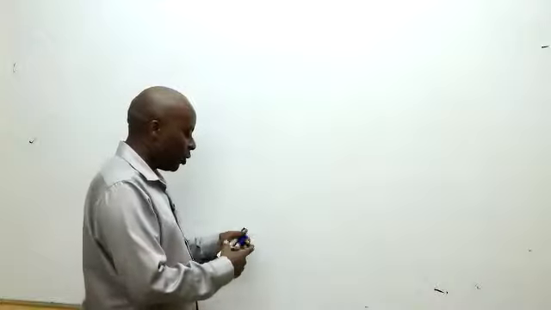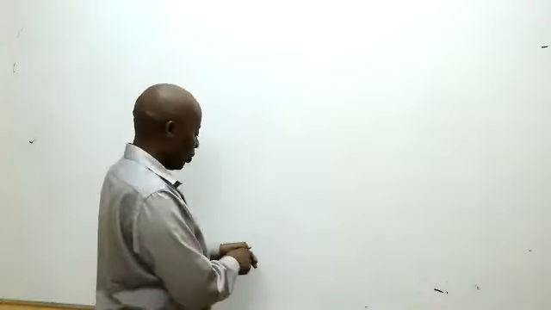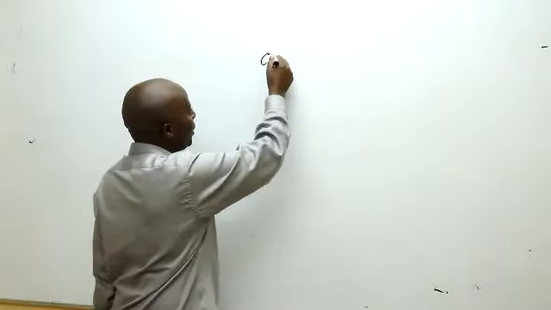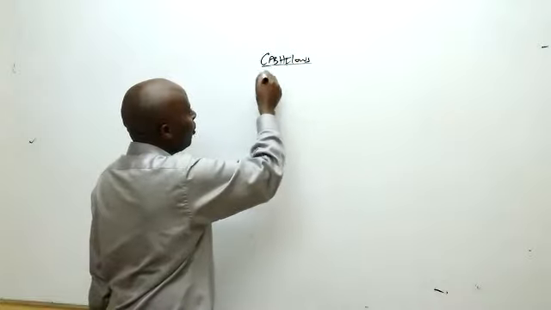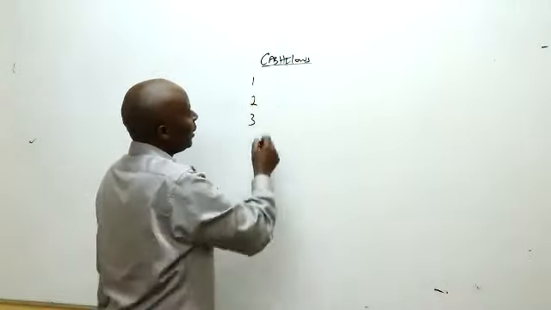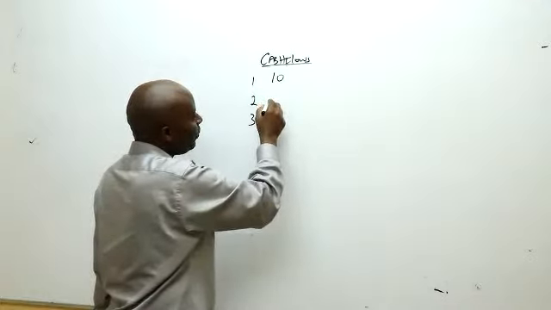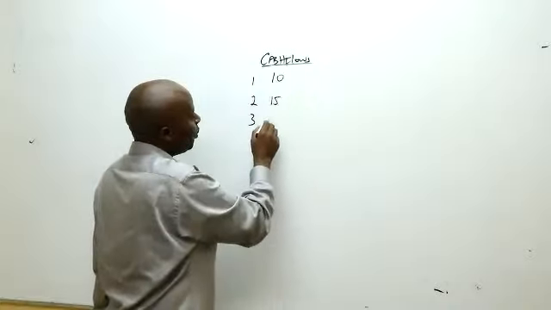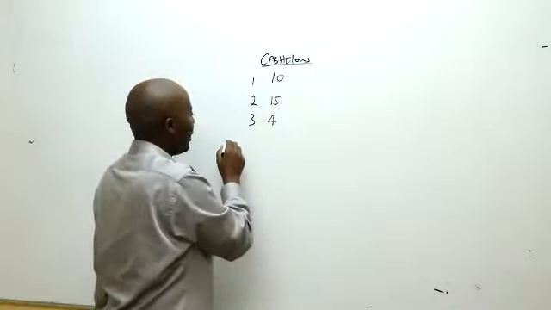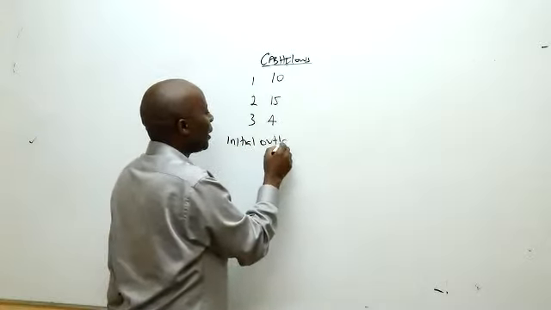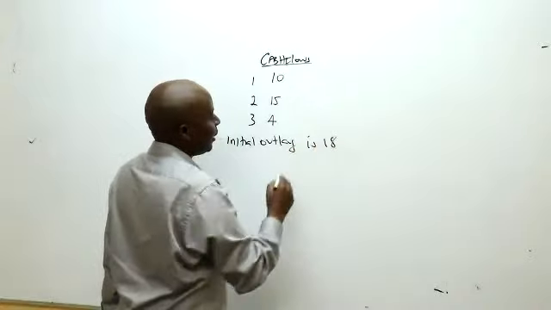Now, as we wait for students, ladies and gentlemen, to come up to speed with this question, I would want us to do something a little bit different. I can see they are talking of payback period, and perhaps some of us may not know what payback period is. Say you are given cash flows: year 1 is 10, year 2 is 15, year 3 is 4, and the initial outlay is Kenya shillings 18.